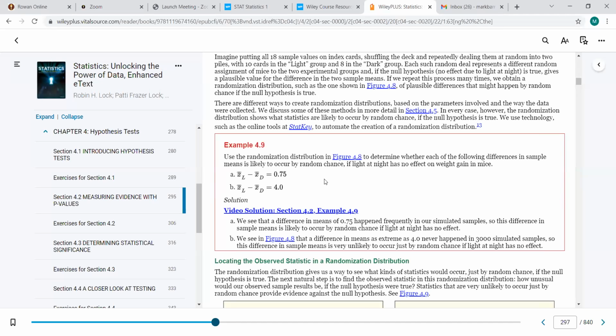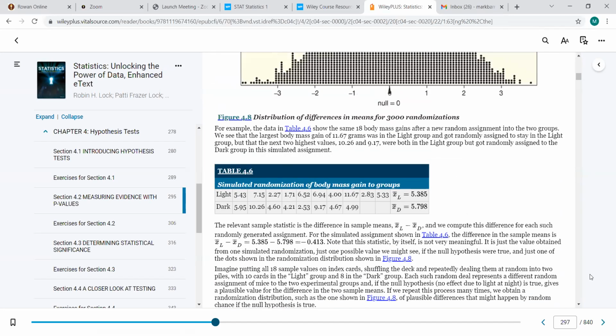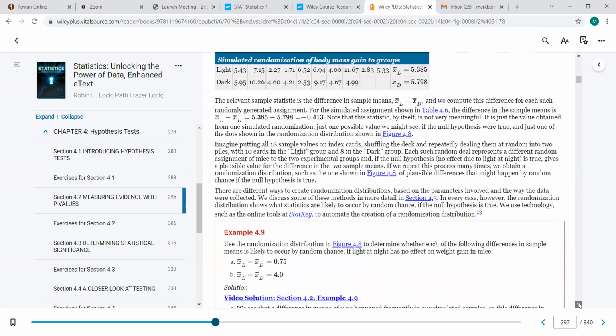All right, the group of mice in the dark group. So the question is, which one of these would support the idea that the light group has a bigger average body mass gain than the dark group? So what we could do is, actually, I think I could scroll down here.